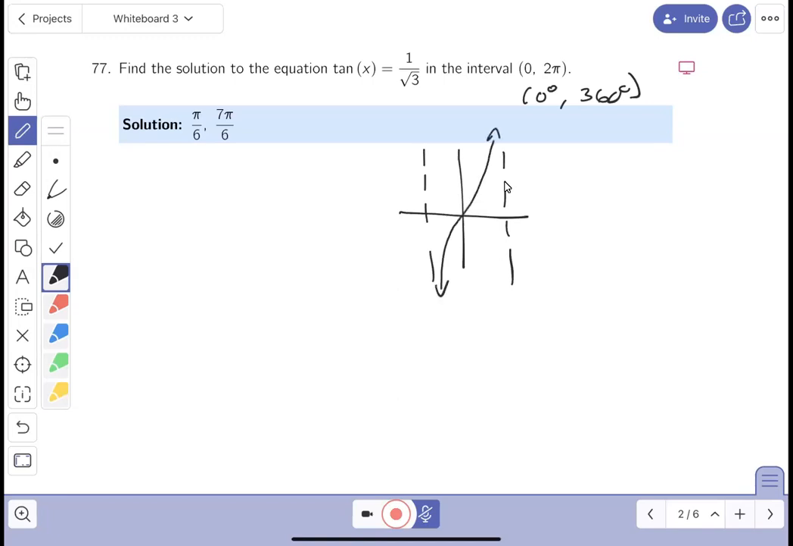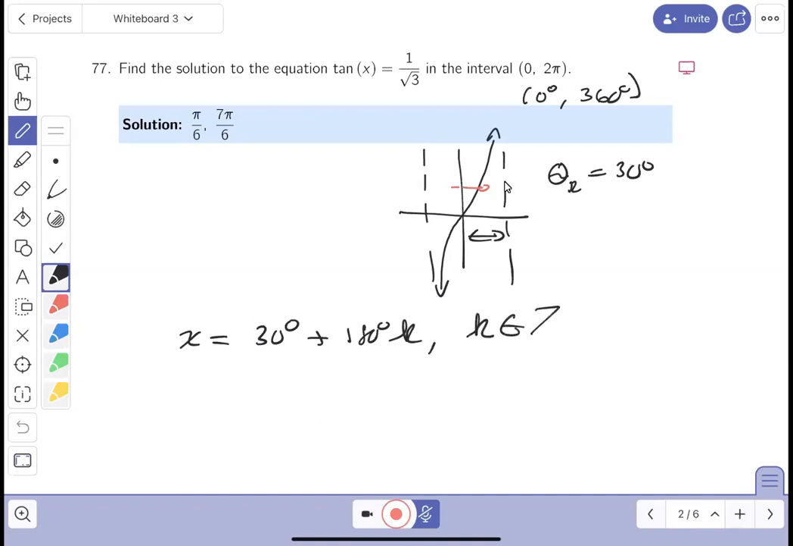I draw one cycle of the tangent curve down. Then I put the ratio 1/√3 down. It hits once between 0 and 90. And then I wonder what the reference is. The reference for 1/√3 would be 30 degrees. So theta reference is 30 degrees. Well, again, it's in the first quadrant. So the angle, x, is 30 degrees plus the cycle length of the tangent function, which is 180 degrees, with k being an integer value.